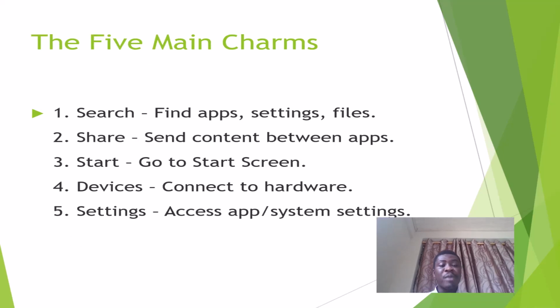And also, the five main charms are, one, search. For the search, we use it to find apps, settings, and also files. And also, we use it to share. Sharing sends content between apps. And also, we use it to start, to go to the start screen. And the devices we use to connect to hardware. And also the settings, to access settings.